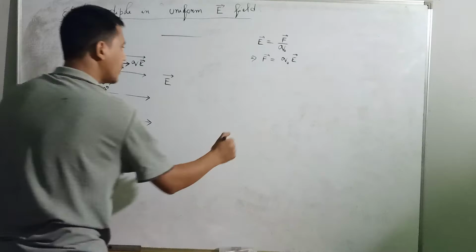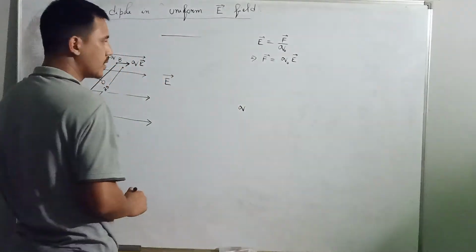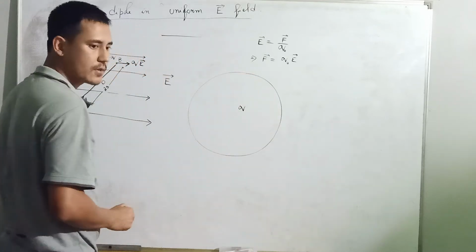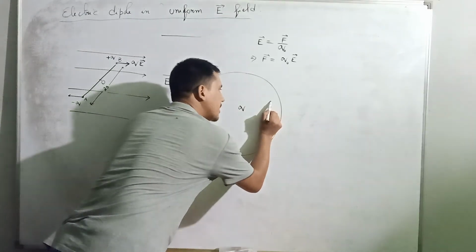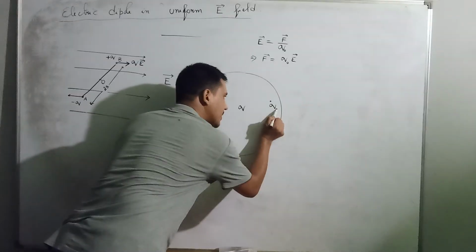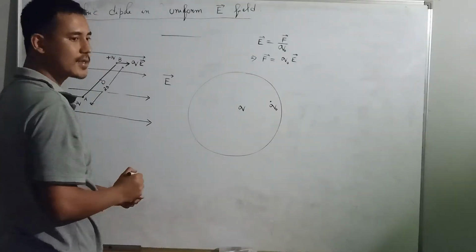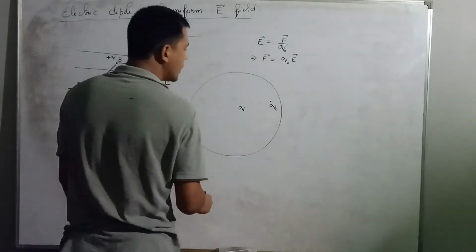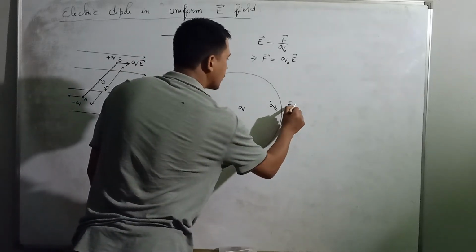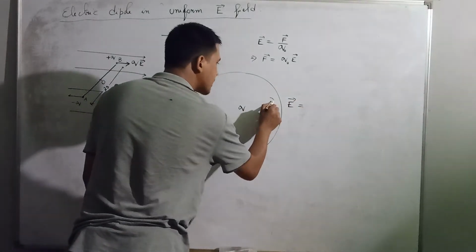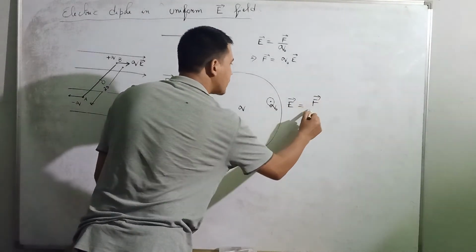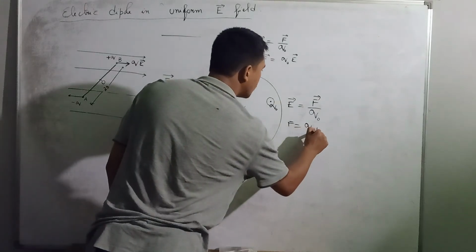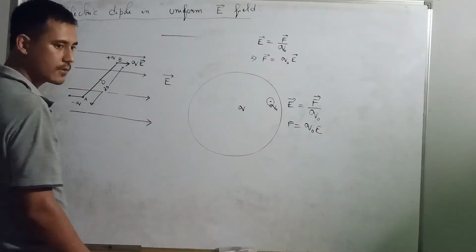Suppose this is a source charge. In the space around it, this charge will create a field known as electric field. Now, if you place a test charge inside this field, then it will experience a force, right? So the electric field will be given by the force experienced by this test charge. In that case, force will be given by Q naught times E. We have discussed that in the previous videos, right?